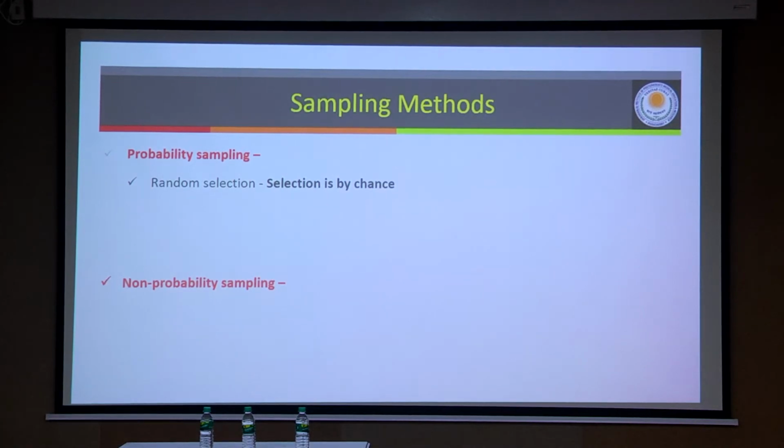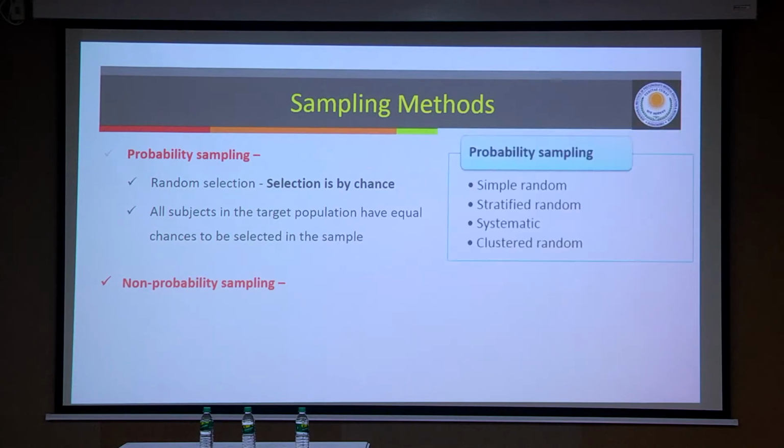Probability sampling is random selection. You have 1,000 pregnant patients in Pondicherry and randomly you pick 100 pregnant patients for your study. You don't have any specific criteria, after, what I meant is, after including the inclusion and exclusion criteria. So every patient has got a chance of being part of your study. All subjects in the target population have equal chances to participate in your study. This can in turn be divided into simple random, stratified random, systematic random and clustered random.